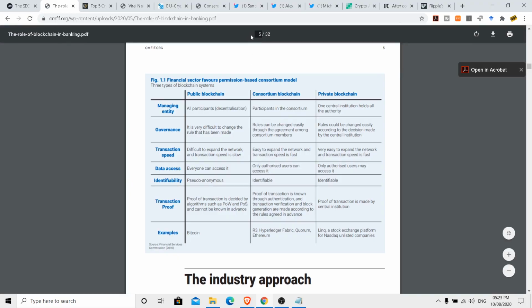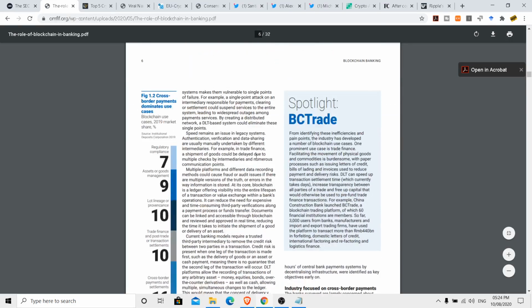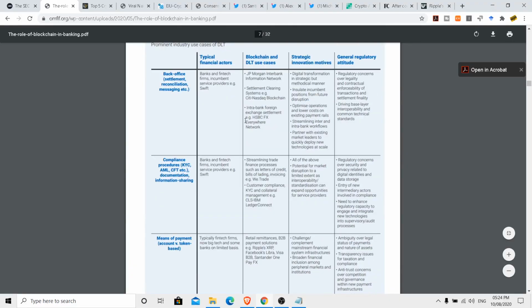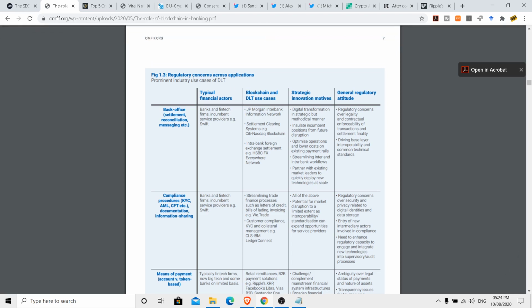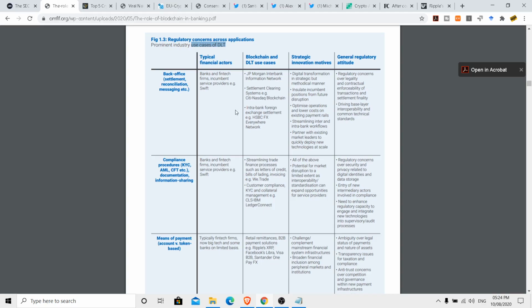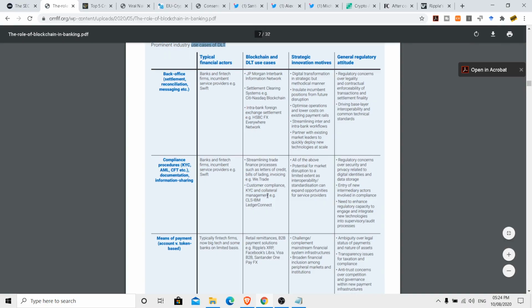Now, when we move on to page number 5, they show us public blockchain, consortium, private blockchain and all. And as we move down to page number 7, we get to see this one: regulatory concerns across applications. So this is on page number 7. It shows industry use cases of DLT, right? Industry use cases recognized for DLT. And on this side, they name Ripple and XRP here as an example.